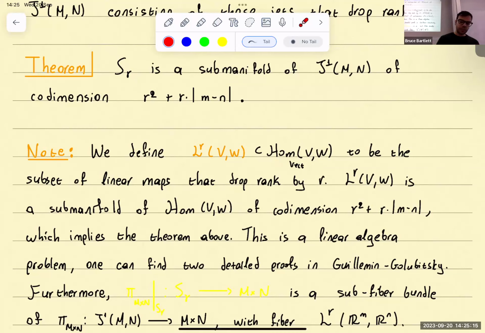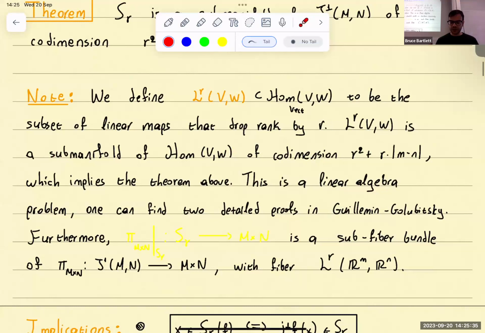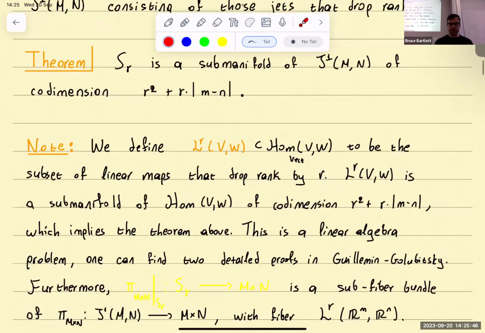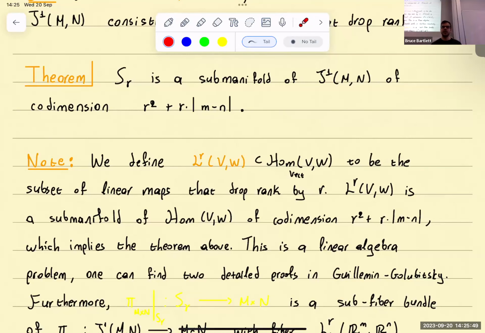And that's how you would prove this theorem, by working at the level of vector spaces. So this amounts to being a linear algebra problem. It's actually not a very complicated linear algebra problem. I'm not going to do it, but Gilliman and Golubinsky have two different proofs of this, which are quite elegant and worth saying. All I want you to remember is that we can construct those submanifolds of the first jet space, and we know that they are submanifolds, and we know what their codimension is.